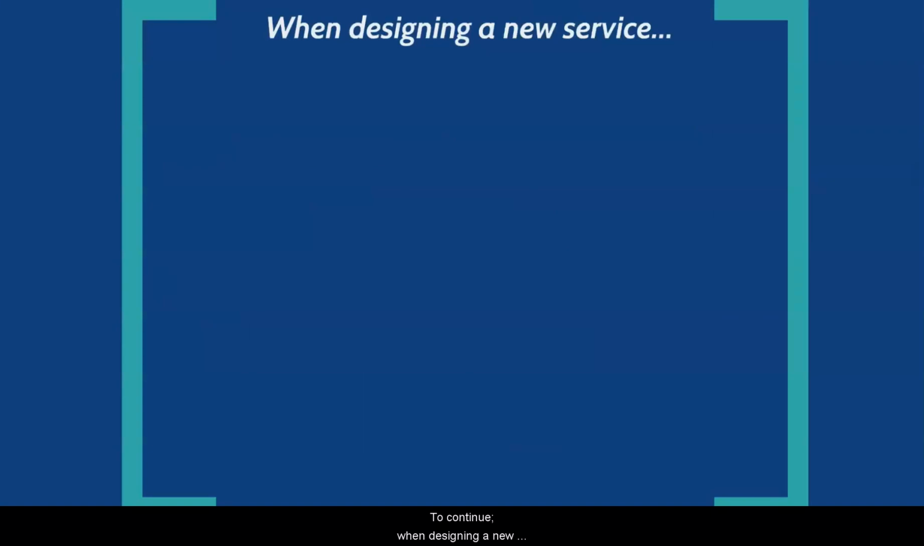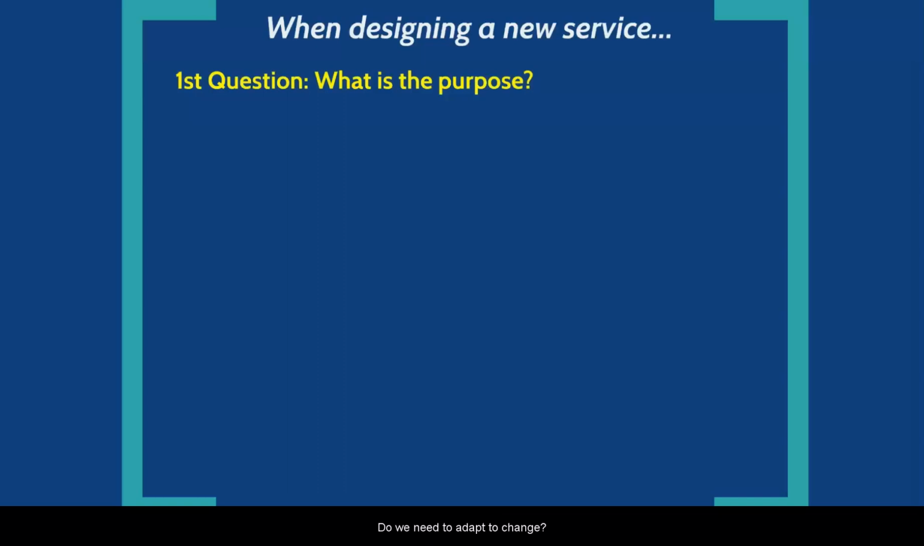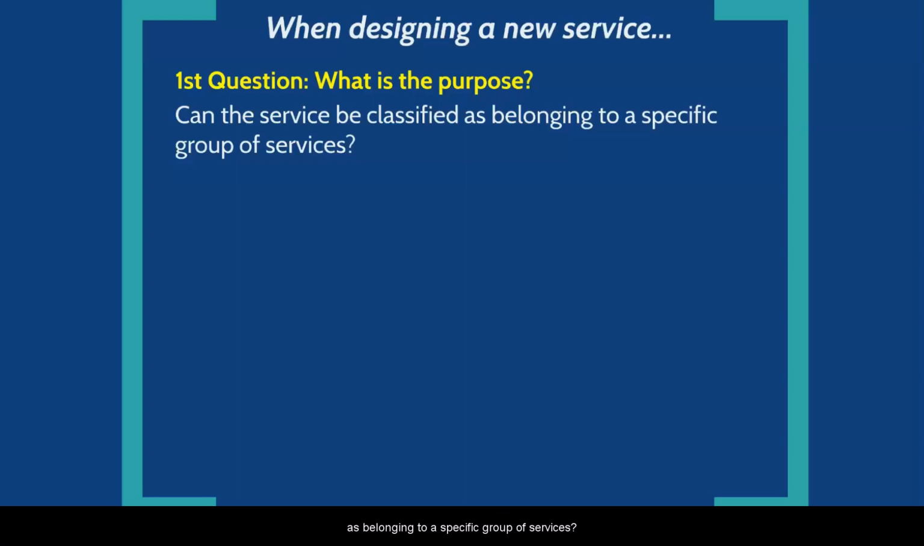Then to continue, when designing a new service, the first question ought to be related to the purpose of the service. So, what is the purpose? Why are we designing this new service? Wasn't it successful? Do we need to adapt to change? Do we need to adapt to technological or procedural changes? Why are we doing this? You also need to ask, can the service be classified as belonging to a specific group of services?